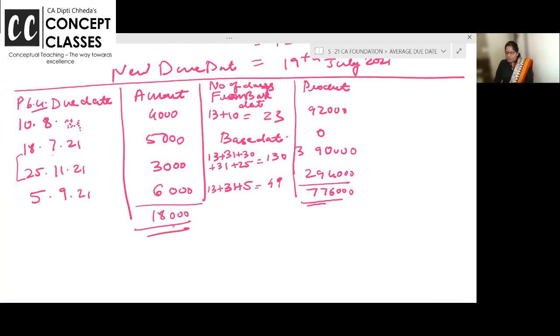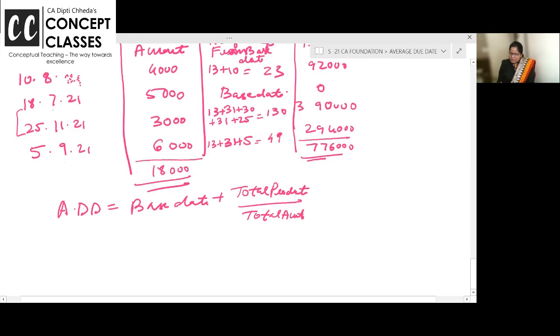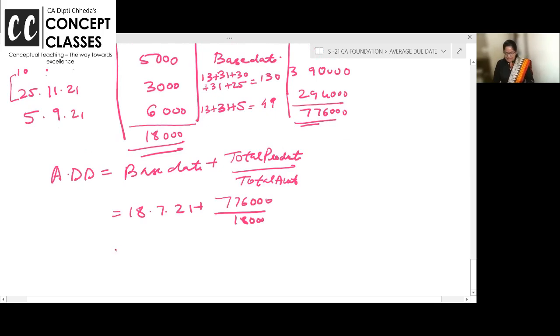All clear to all of you, the total of amount and this. And now what is the formula of average due date? Base date plus total of product divided by total of amount. So what is the base due date? 18th of July. Total of product, total of amount. Nice. Do it, how much is it coming?